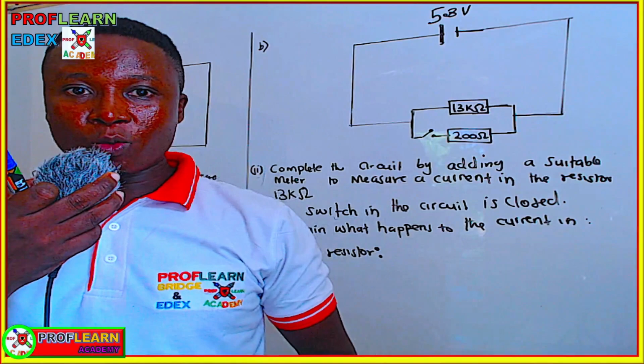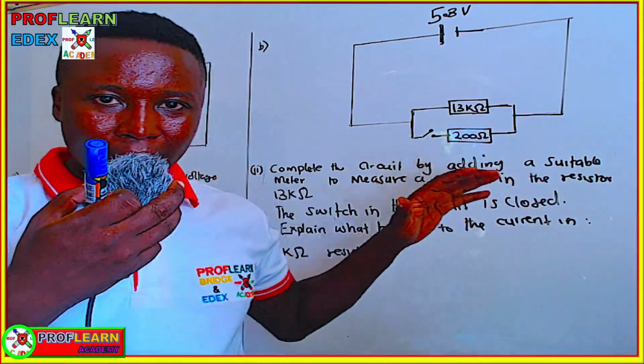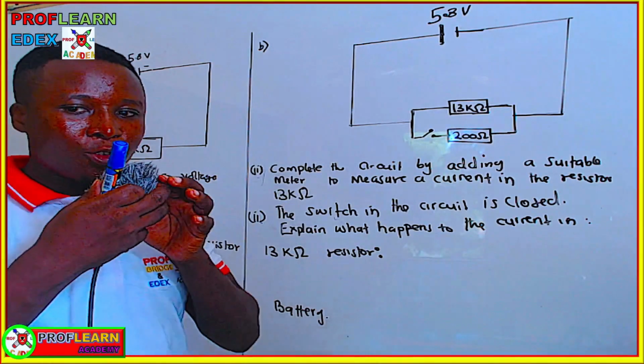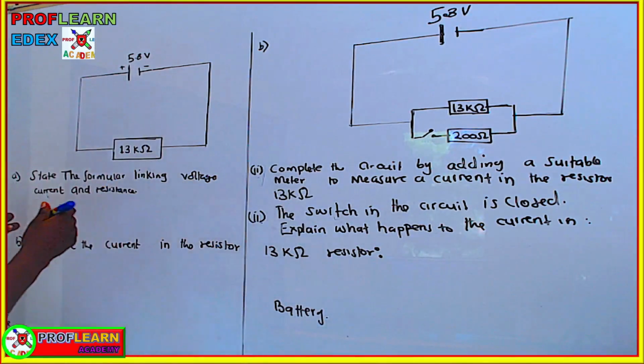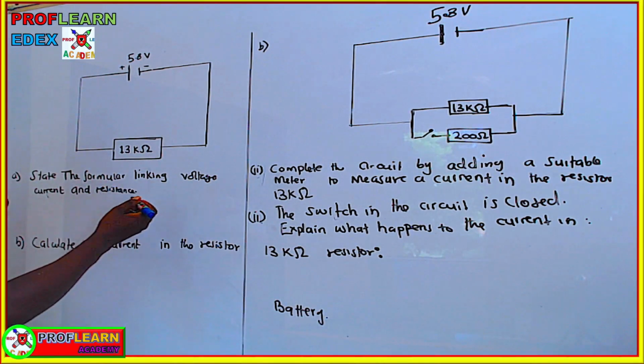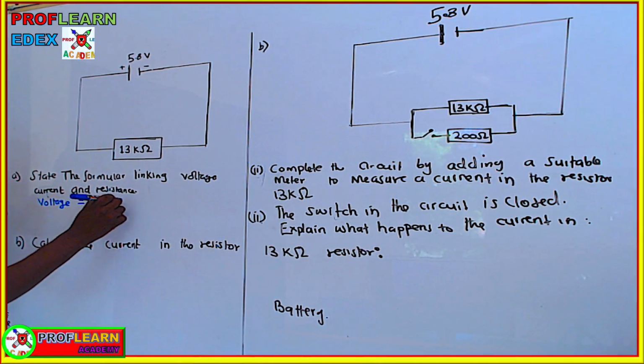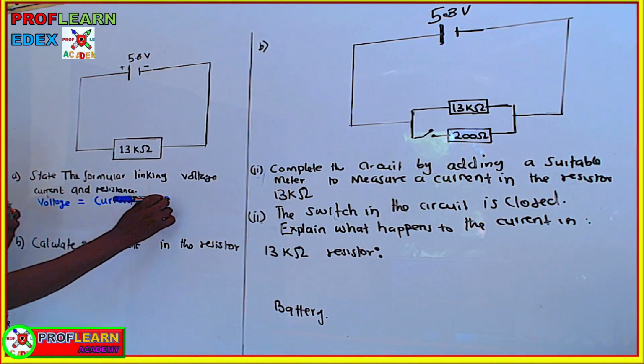In this particular video, we're going to discuss how to answer a question to do with electricity. For instance, here you are told to state the formula linking voltage, current, and resistance. We know in order to answer this, we're going to say that voltage is equal to current times resistance.